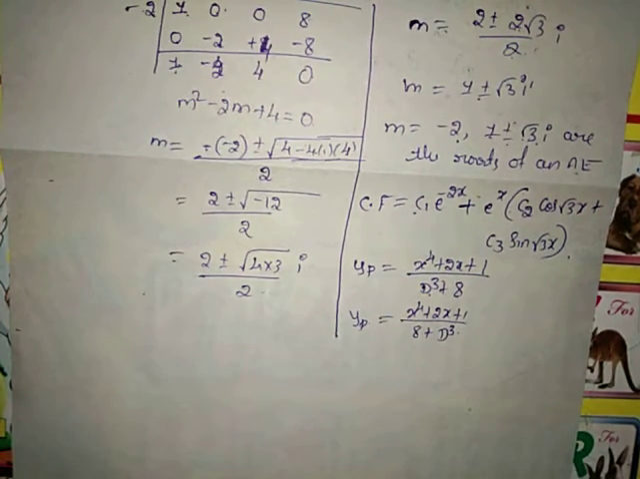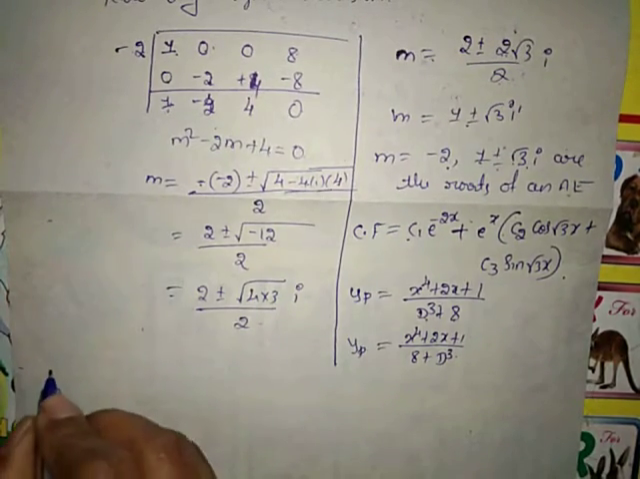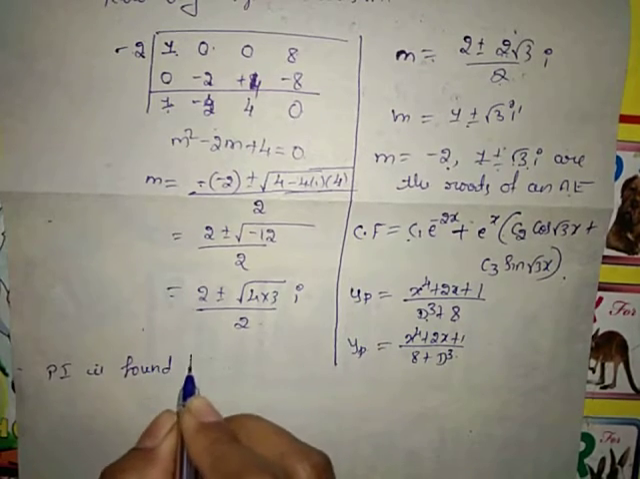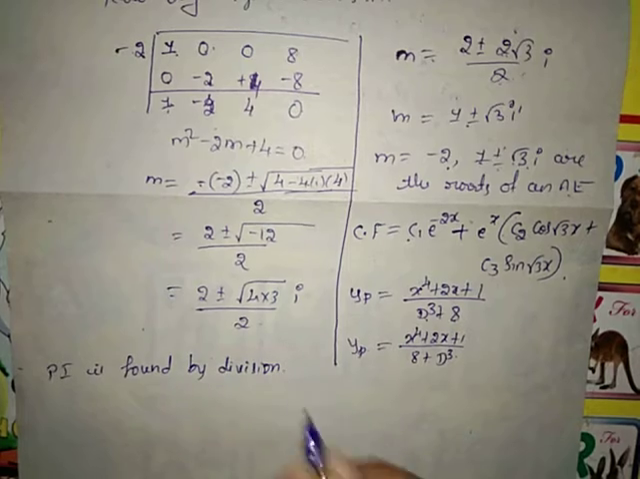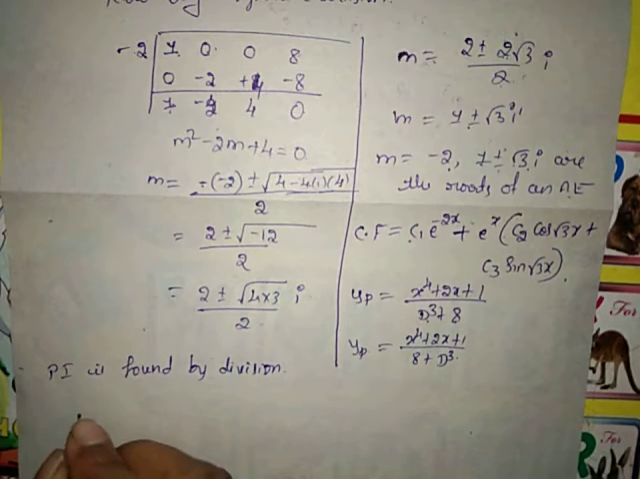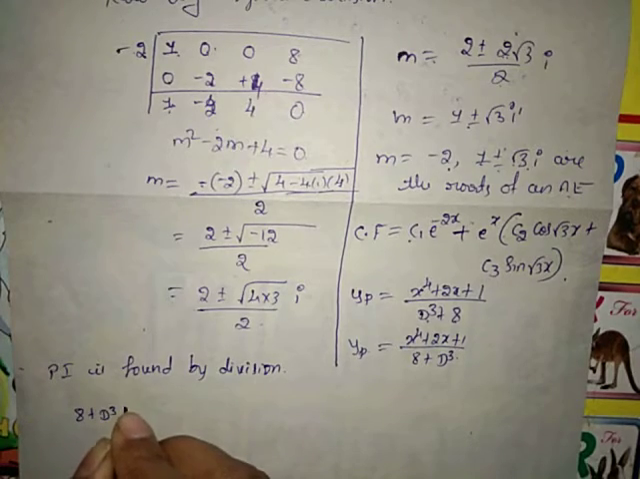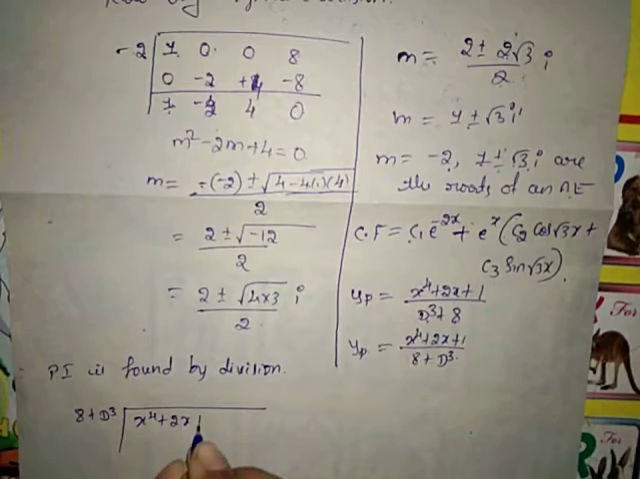Now we have to write down the division method. So the particular integral is found by the division procedure. That is (8 plus D cube) x raised to 4 plus 2x plus 1.